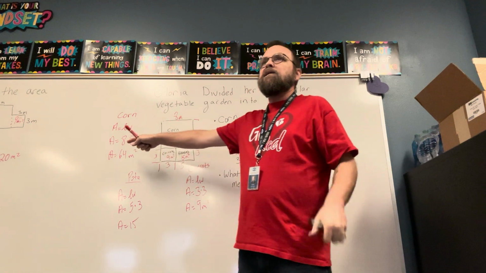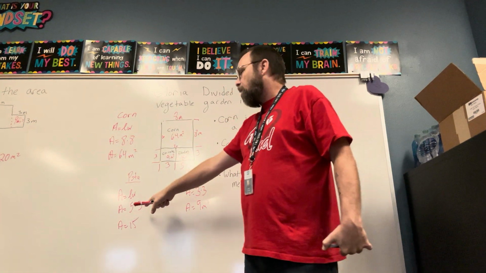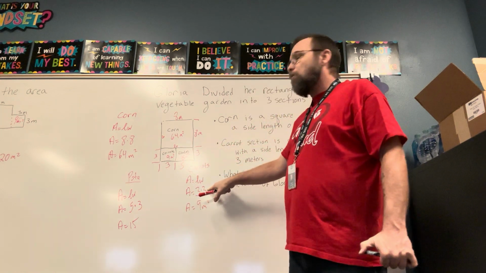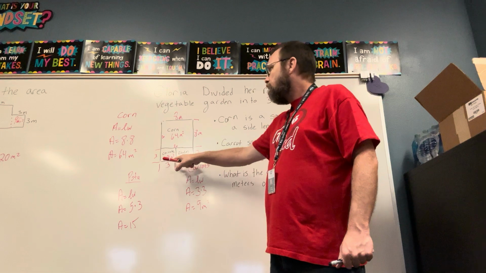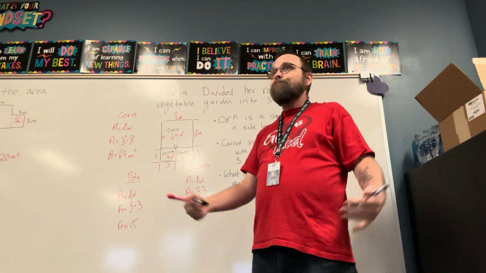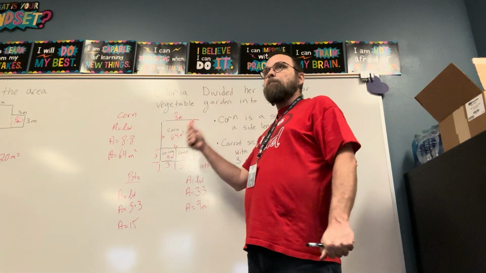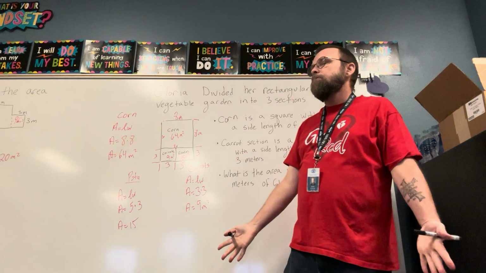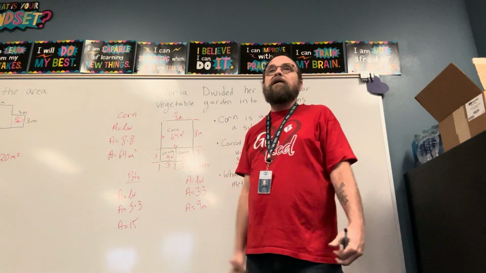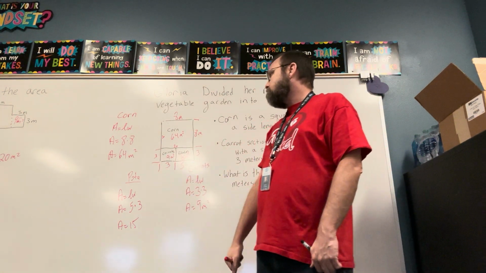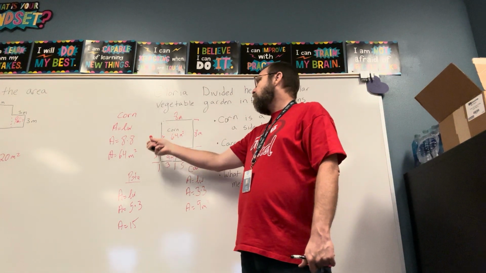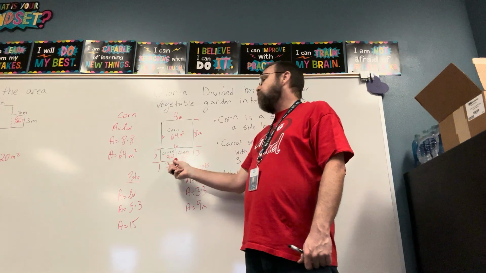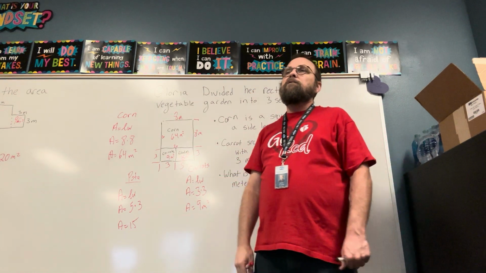I multiplied 8 times 8. I multiplied 5 times 3. And I multiplied 3 times 3. And then I added 64 plus 9 plus 15. None of that math is hard. All of you can do 8 times 8. All of you can do 5 times 3. All of you can do 3 times 3. All of you can add 64 plus 9 plus 15. All of you.